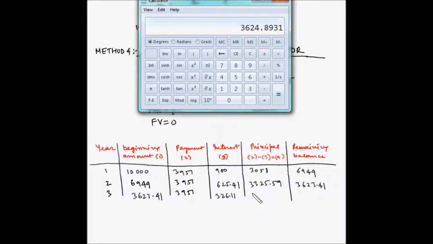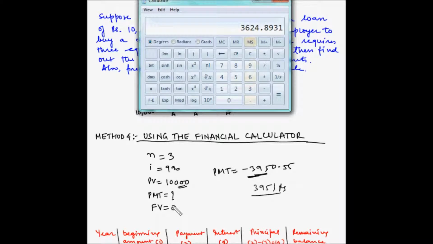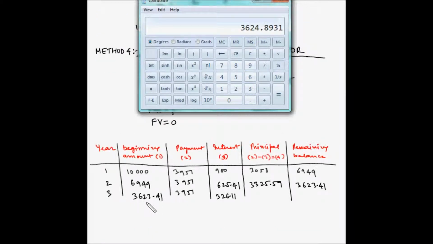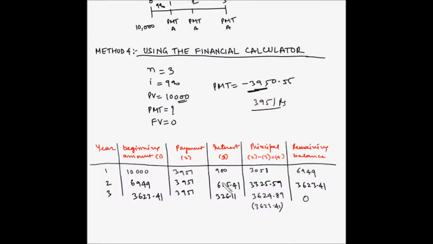Now ideally this number should be the same as this number because this is the principal to be paid and we have to pay it off by the end of the third year. It is coming to a slightly higher amount, but that is because of the rounding off error somewhere. So this ideally should be 3623.41, and then the beginning amount minus the principal that we have paid as part of the installment of the third year, the remaining balance will become 0. So this is how you prepare an amortization schedule for a loan.